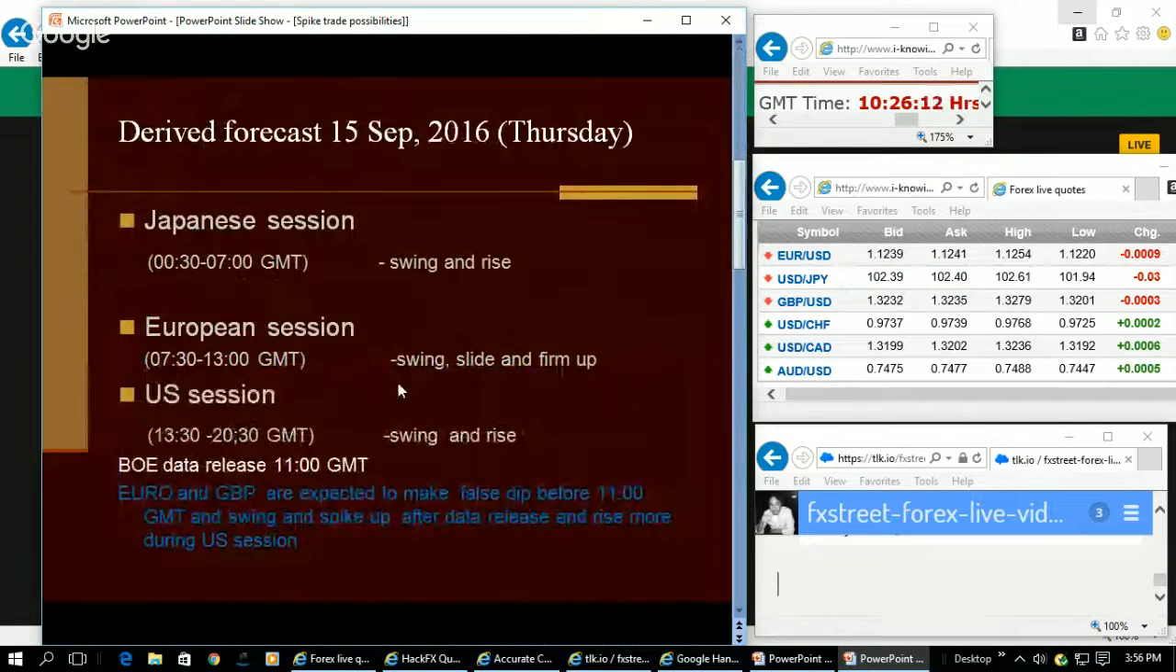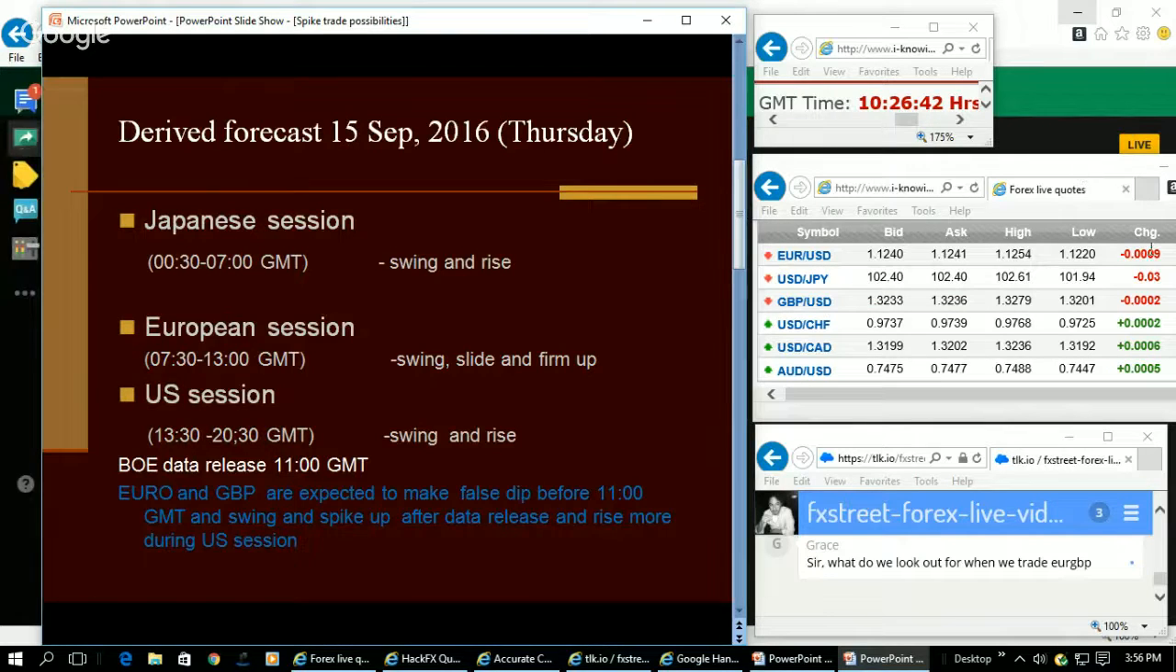So the expected move in the market is a dip before the BoE interest rate decision, and then a small firm up during the later part of the European session, from 11 to 13 GMT, and then they are expected to make a swing and rise move during the US session. So they are expected to gain about 150 pips net change level. Normally they do that after the prime data release, and so based on that the trade calls are given.